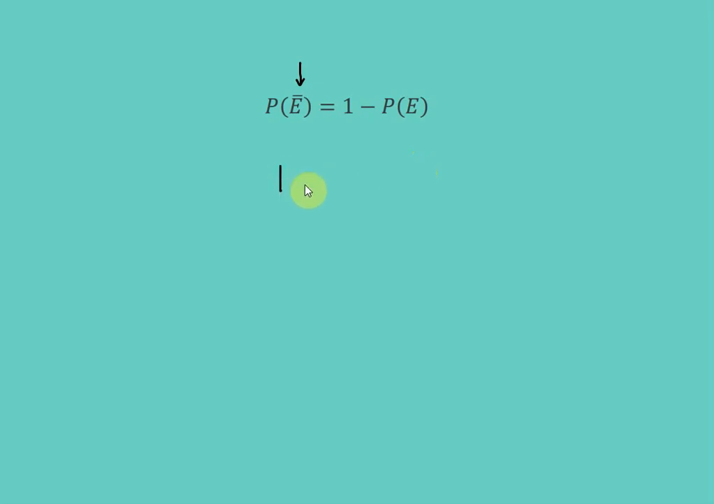So if I had 1 and I subtracted the probability of the event occurring, just like in our previous example, the probability was 1 out of 6, then that would give me, if I change the 1 to a fraction, 6 out of 6 minus 1 out of 6, that gives me the 5 out of 6, which is the probability of the complement.